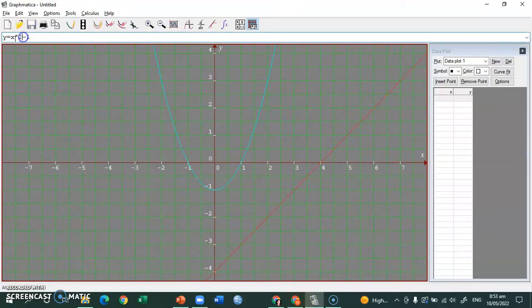Okay, copy-paste natin. Palitan lang natin yung x kasi yung font hindi nababasa ng Graphmatica. So, x raised to 3. Then we have minus 2x raised to 2 minus x plus 2. Ayan. Okay, so ito yung graph, yung green, this one. This is the graph of the cubic function.